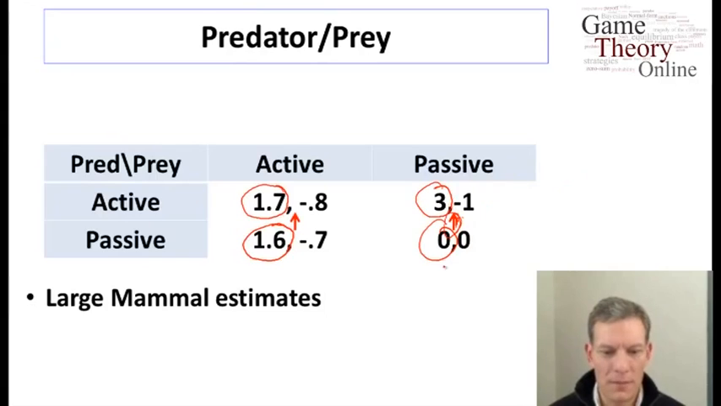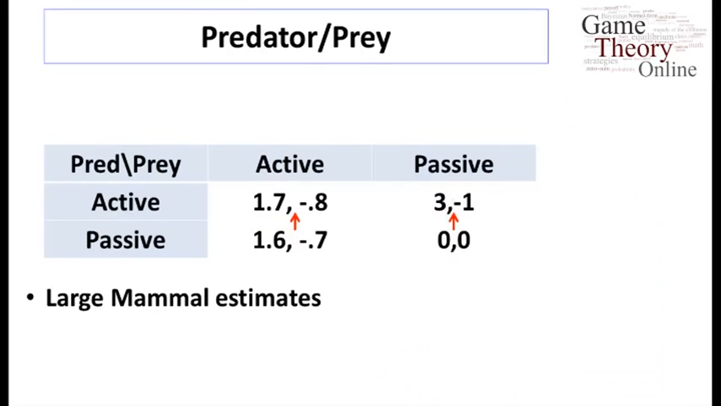We end up with a prediction then that the predator should be active. Okay, so we have a prediction that the predator should be active regardless of what the prey does. So once we go to making a prediction that the predator is going to be active, then we end up having to look at what the prey should do conditional on the predator being active.